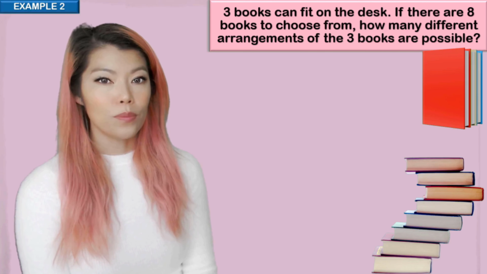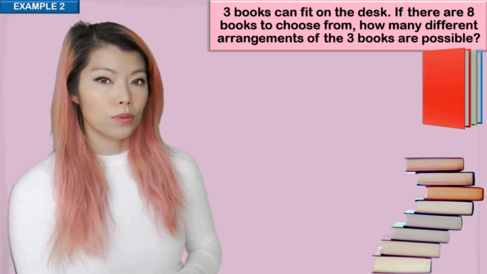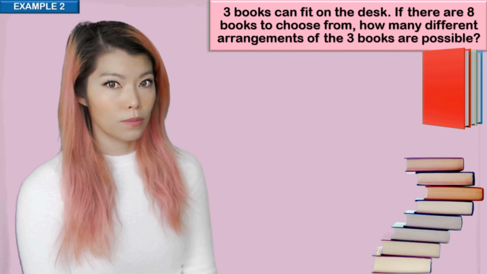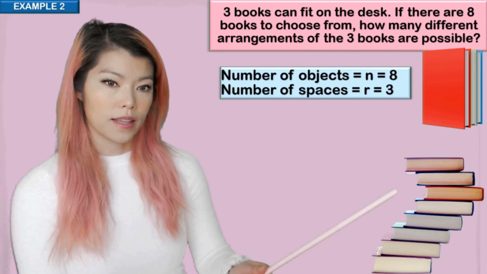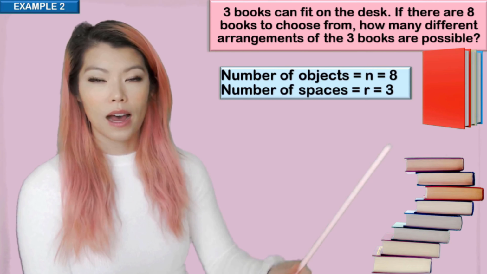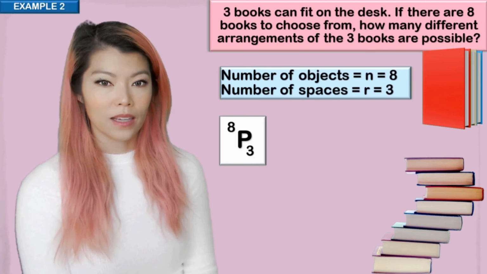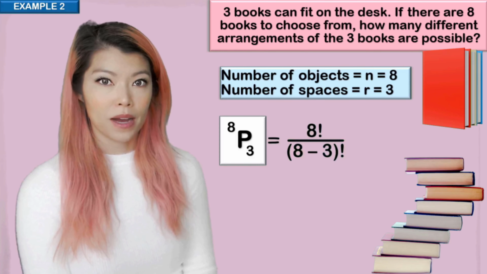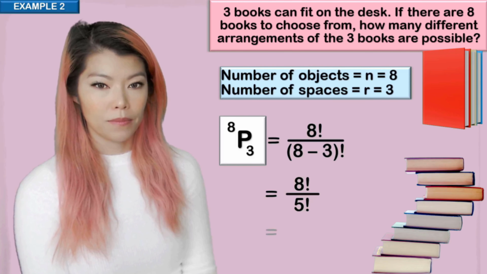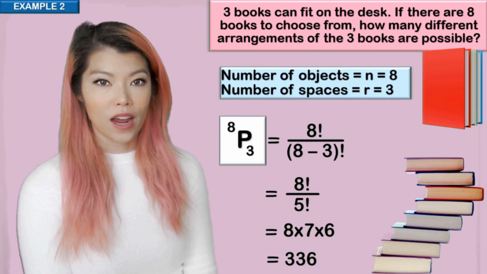Let's do another example. Example 2. 3 books can fit on the desk. If there are 8 books to choose from, how many different arrangements of 3 books are possible? So the number of objects is 8. I have 8 books to choose from, but I only have space for 3, so r is 3. Or in other words, we have 8P3. So 8 factorial over 8 minus 3 factorial, which is 5 factorial. And simplifying, so dividing by 5 factorial would give us 8 times 7 times 6, which is 336.